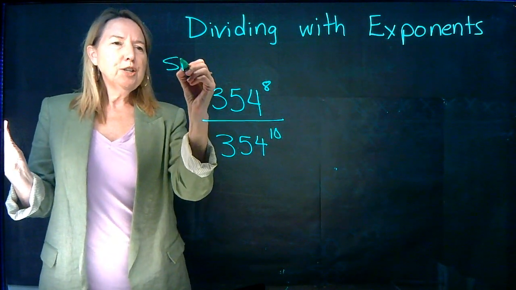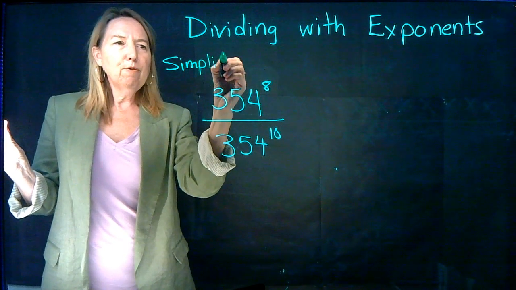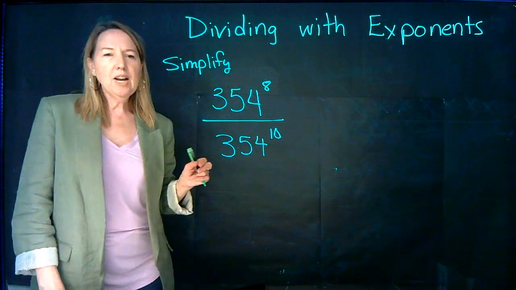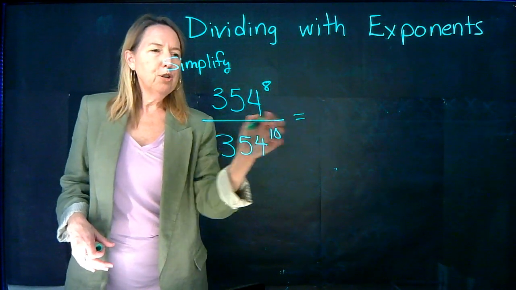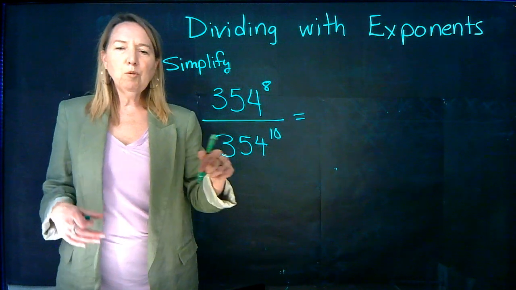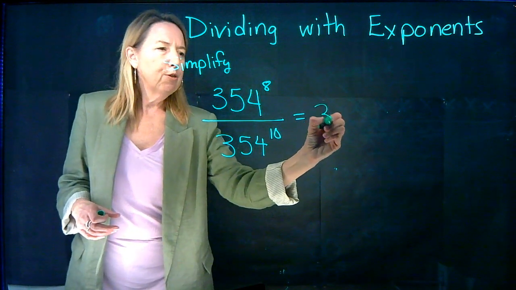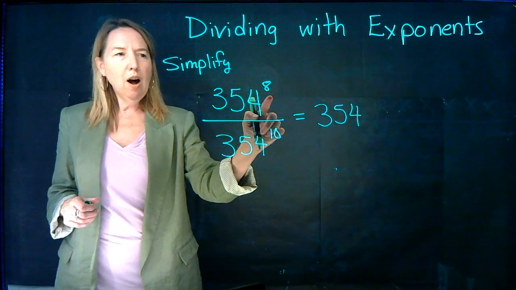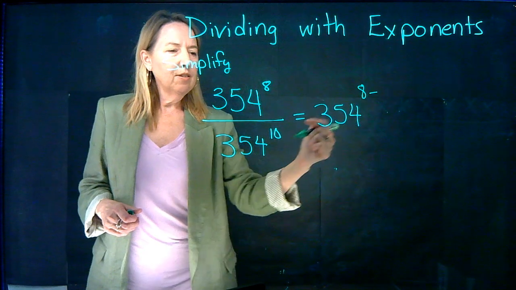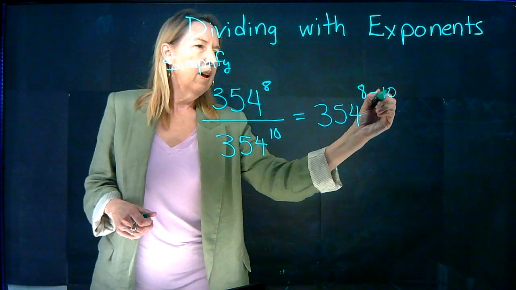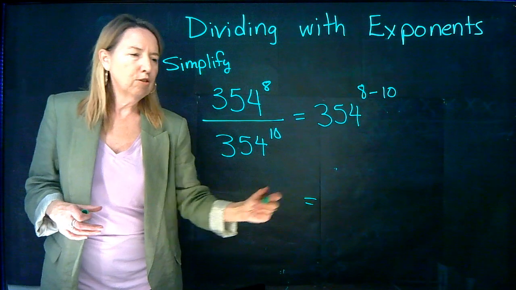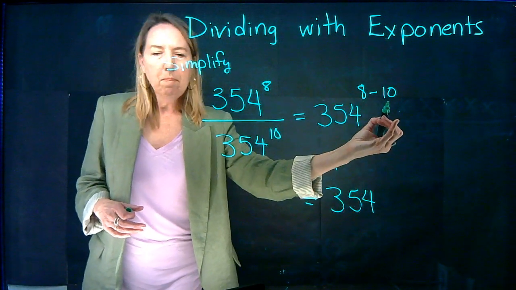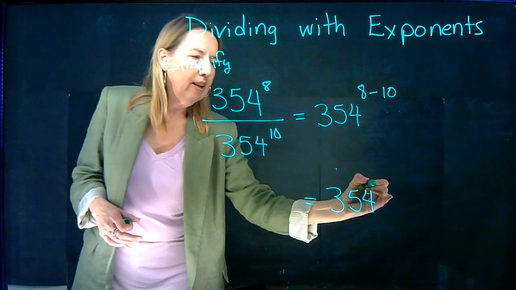Again, if the instructions say to simplify, we don't have to worry about calculating it. We're just going to tidy it up. We're going to rewrite it. So because the bases match, I'm going to keep that base of 354, and then I always take the top exponent minus the bottom exponent, and that will give us our simplified answer. So we keep the base, and then 8 minus 10 is -2.